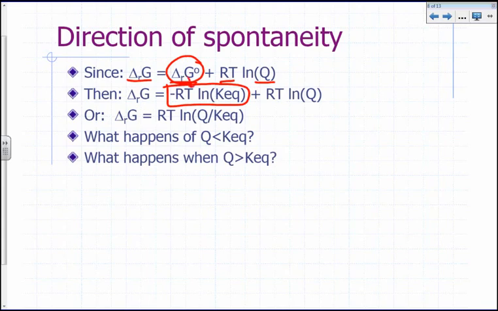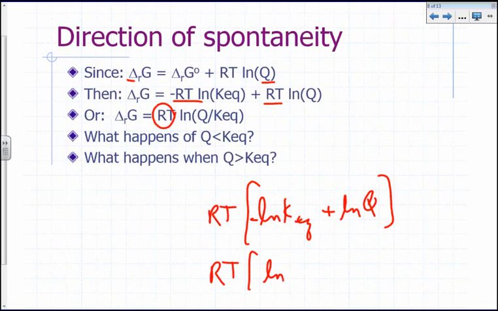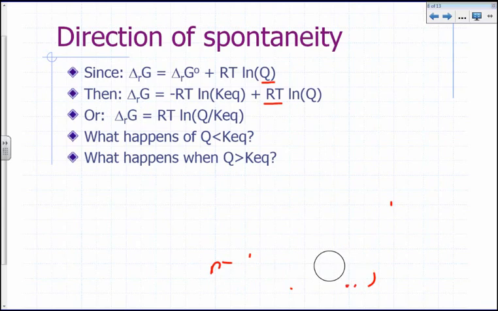And so what do you have here? You can combine these two, factor out RT. Okay, so that's RT times negative ln KEQ plus ln of Q. So that's RT times natural log of Q over KEQ, right? Is equal to your delta G. So that's another way of writing that relationship.